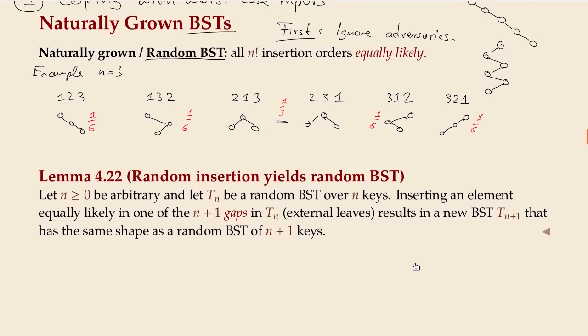Now, as a very simple first observation, we can obtain such a random BST on n plus 1 keys, let's call it T_{n+1}, by inserting n plus 1 keys in random order into an initially empty tree. But we can also start with a tree that already has n keys and is randomly chosen. So the shape of this tree T_n is randomly chosen according to this distribution. And now we insert an element into one of the gaps in this tree.